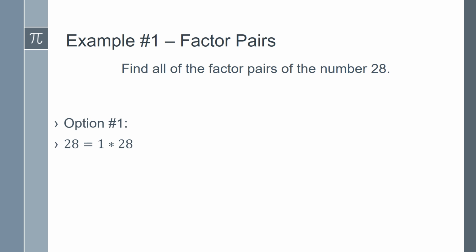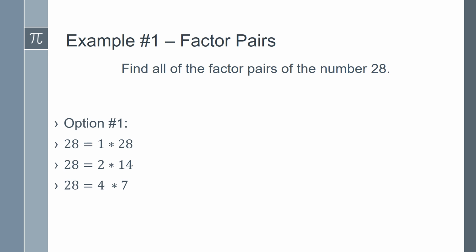Next, we try the number 2. 2 is a factor of 28, so we need to find the number that is paired with it, which in this case is 14. So the next factor pair is 2 times 14. Now we'll try 3. 3 is not a factor of 28, so we don't write it down. Now 4. 4 is a factor of 28, so our next factor pair is 4 times 7.